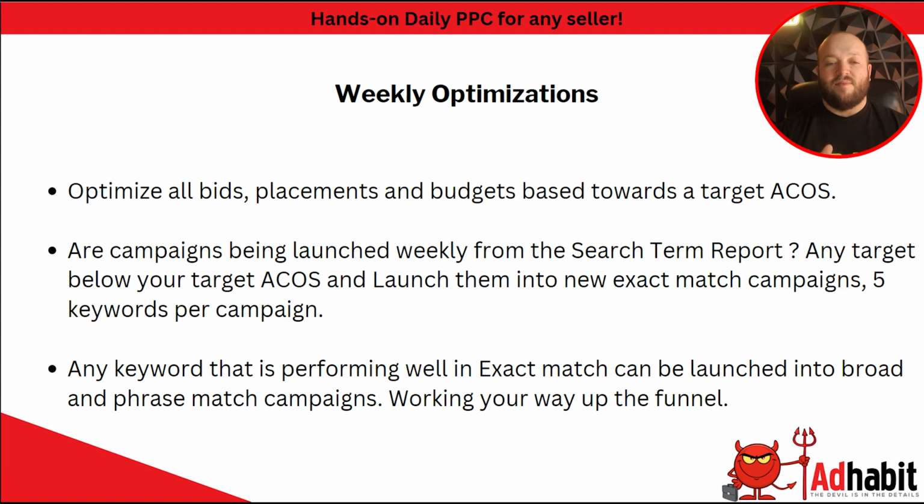All right, so make sure you're optimizing your bids. Look at the cost per click, look at that target ACoS, and then raise and lower your bid above or lower than that, which we'll get into in the next slide.